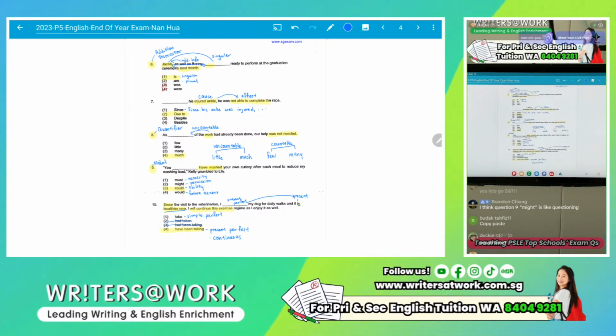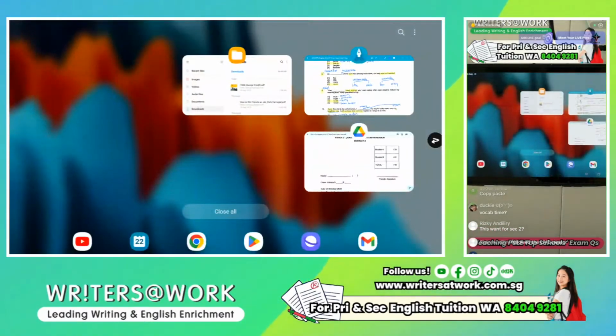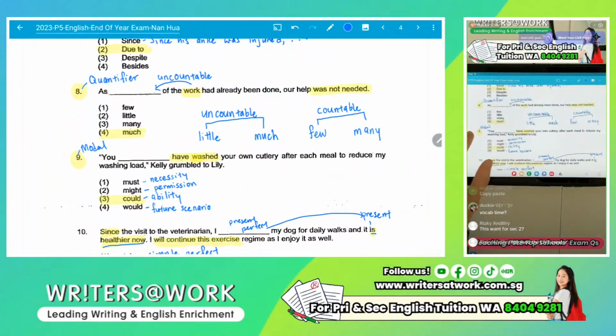And yes, Brandon's still on question 9. Might is like questioning. Yeah, you might have wished. In this case, if Kelly is trying to be sarcastic with Lee over here, yes, she could have used might. But in this case, that isn't really the case. She's just being a bit more direct with her dissatisfaction.